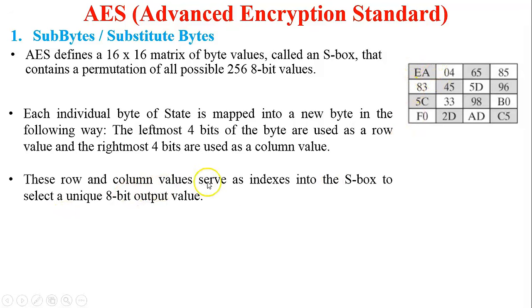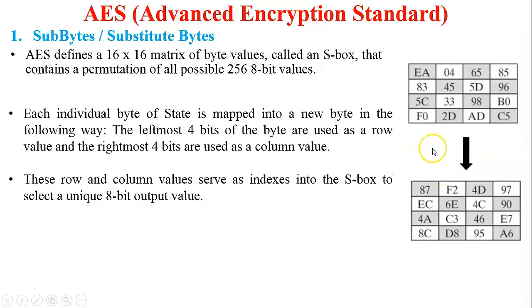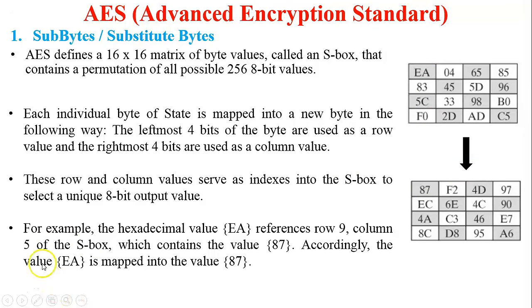So the row and column values serve as an index into the S box and select a unique 8-bit output value. Now you can see EA is replaced by 87. How? We will discuss later on. For example, the hexadecimal value EA references row E and column A of the S box, which contains the value 87. (Sorry, I typed row 9 and column 5 by mistake; it is E and A.) So EA is mapped into 87. How it is mapped, now we discuss.